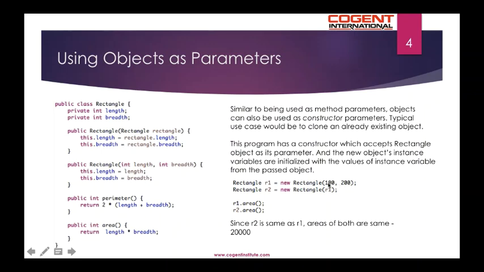Note that the values that we pass in the constructor invocations or in the method invocations are referred to as arguments. While when we define the constructors or the methods, the values that are specified in the constructor definitions or the method definitions are called parameters.